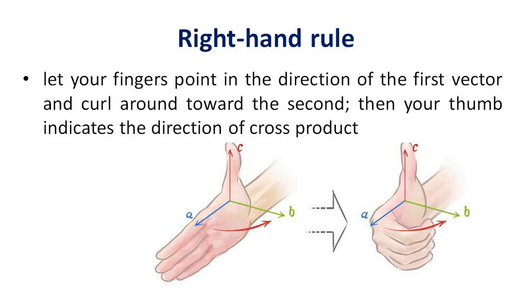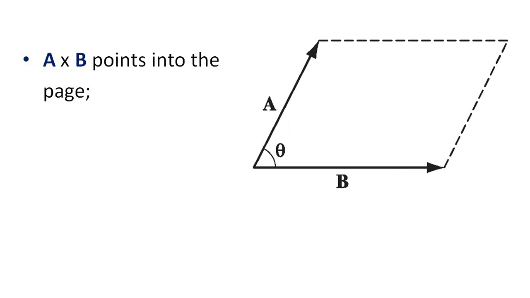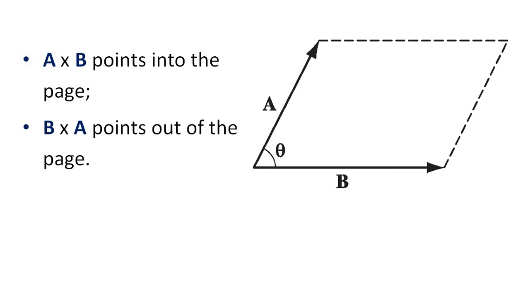Let the fingers point in the direction of the first vector and curl around toward the second, then your thumb indicates the direction of the cross product. For example, if C equal to A cross B, we need to find the direction of C. Then let your fingers point in the direction of A and curl around towards B. Then the thumb indicates the direction of C, which is equal to A cross B. In this diagram, A cross B points into the page, B cross A points out of the page.